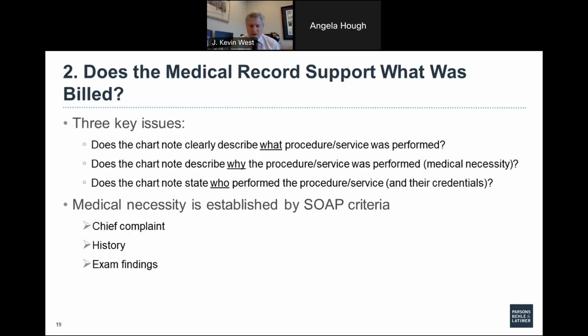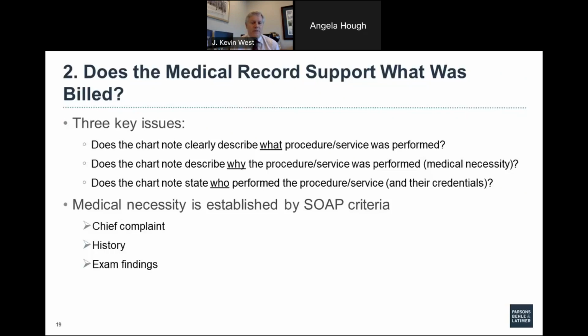So on the issue of medical necessity, that is traditionally established by the old SOAP note criteria of subjective, objective, assessment, and plan that most providers use in their medical records. And if the SOAP criteria is followed carefully and consistently, that is usually going to be very helpful and usually sufficient in establishing medical necessity. But unfortunately, all of those components don't often get there.